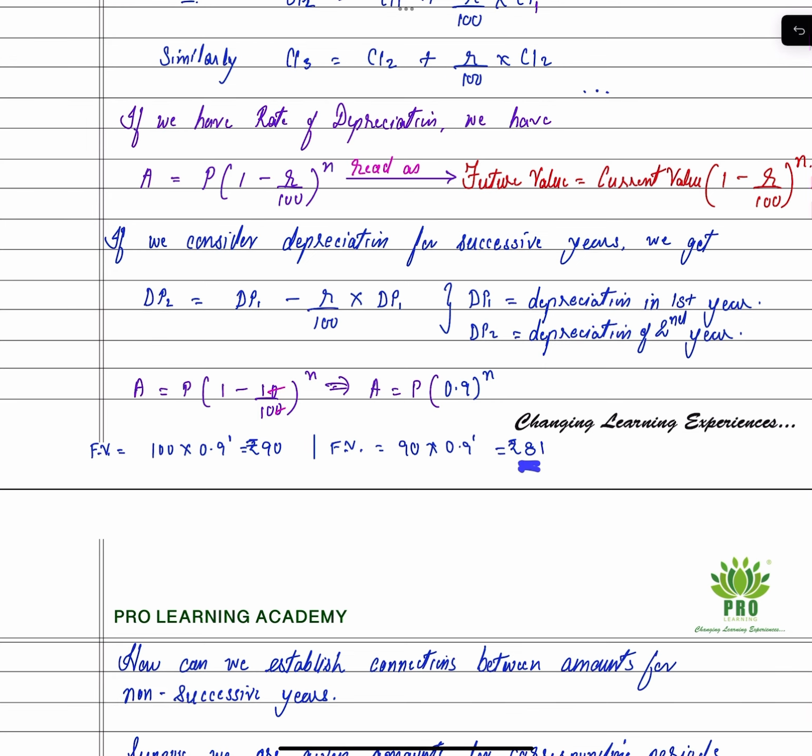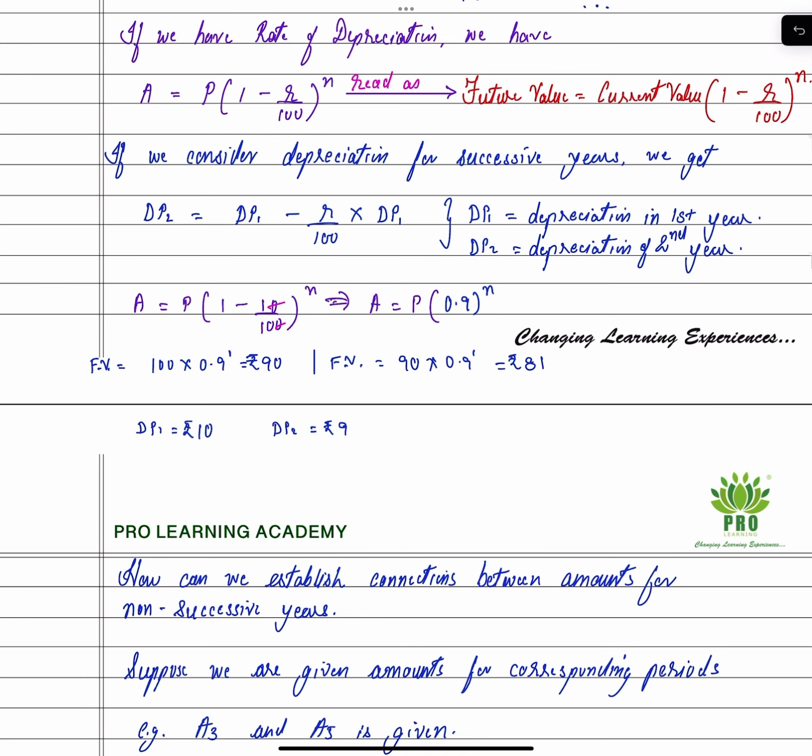If we continue this particular process and we go on, it will take infinite years for the value to eventually reach 0. It is still not 0, but it is tending towards 0. So in this case, the value never becomes 0. Now what we realize is the depreciation for the first year was 10 rupees, which we want to call DP1. The depreciation for the second year, which we want to call DP2, is 9 rupees. If we look at this connection, DP2 is DP1 minus r% of DP1, and it will stand correct for us. Let's see how.